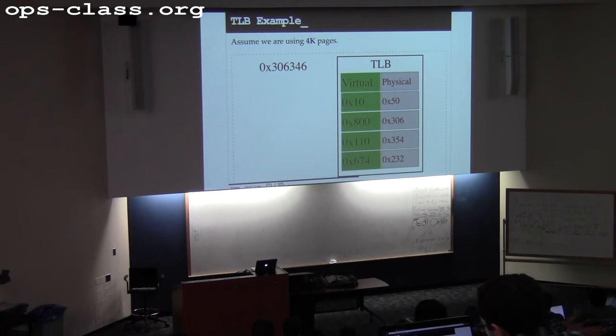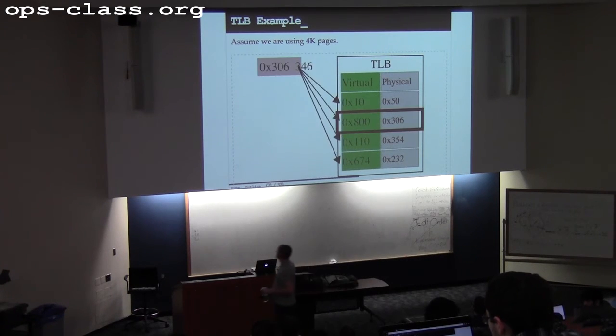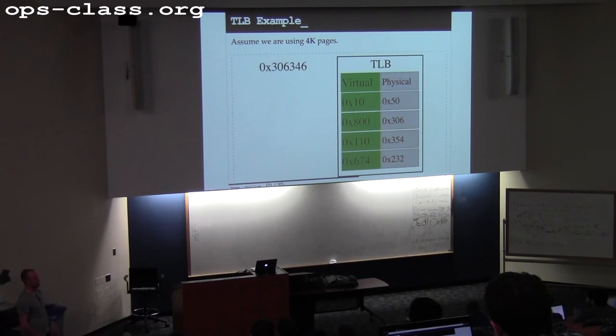Questions about this? Yeah? Is the 3 not included in the virtual page number, or is that just not supposed to be highlighted? Yeah, I think that's just me being sloppy. Sorry, the virtual page number here was 800. 346 is the offset. Good question. Any other questions about this?